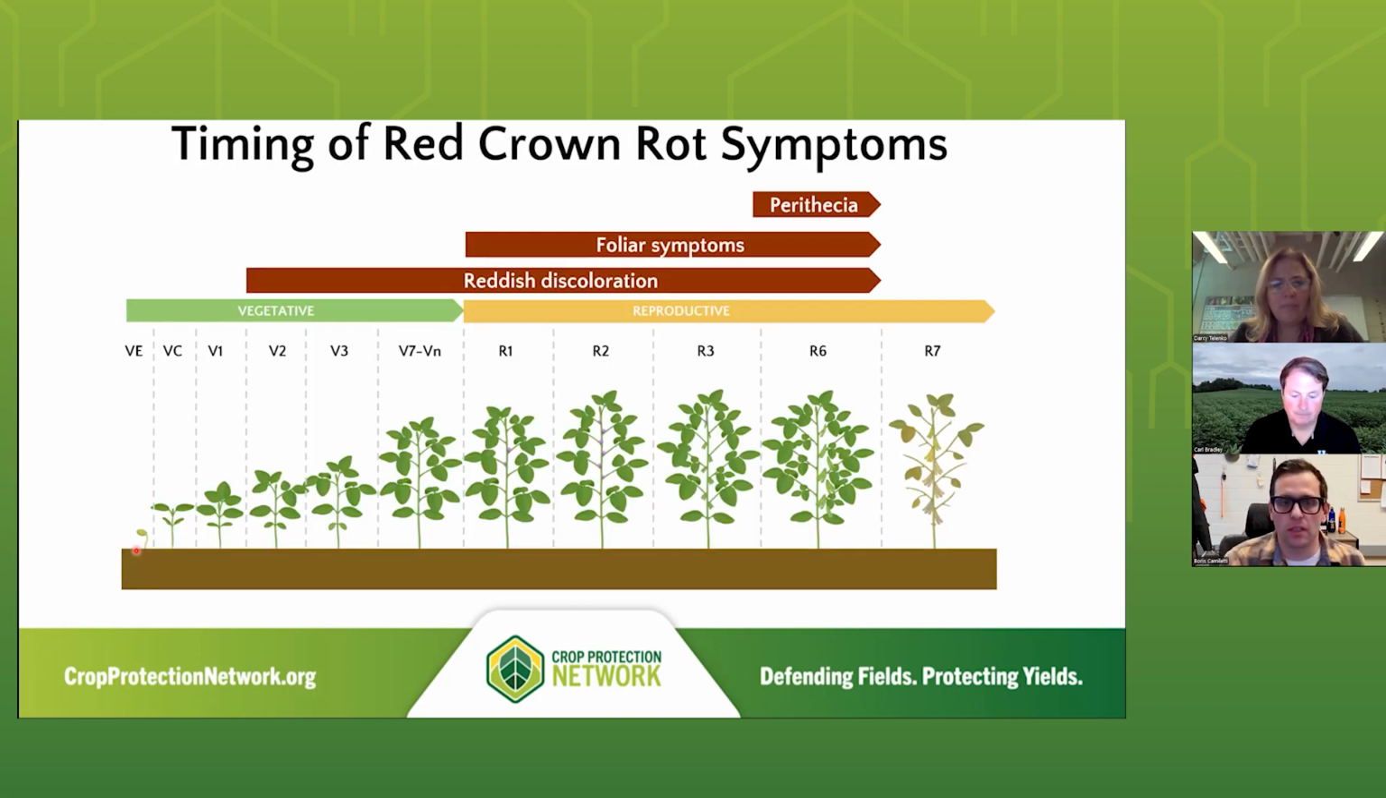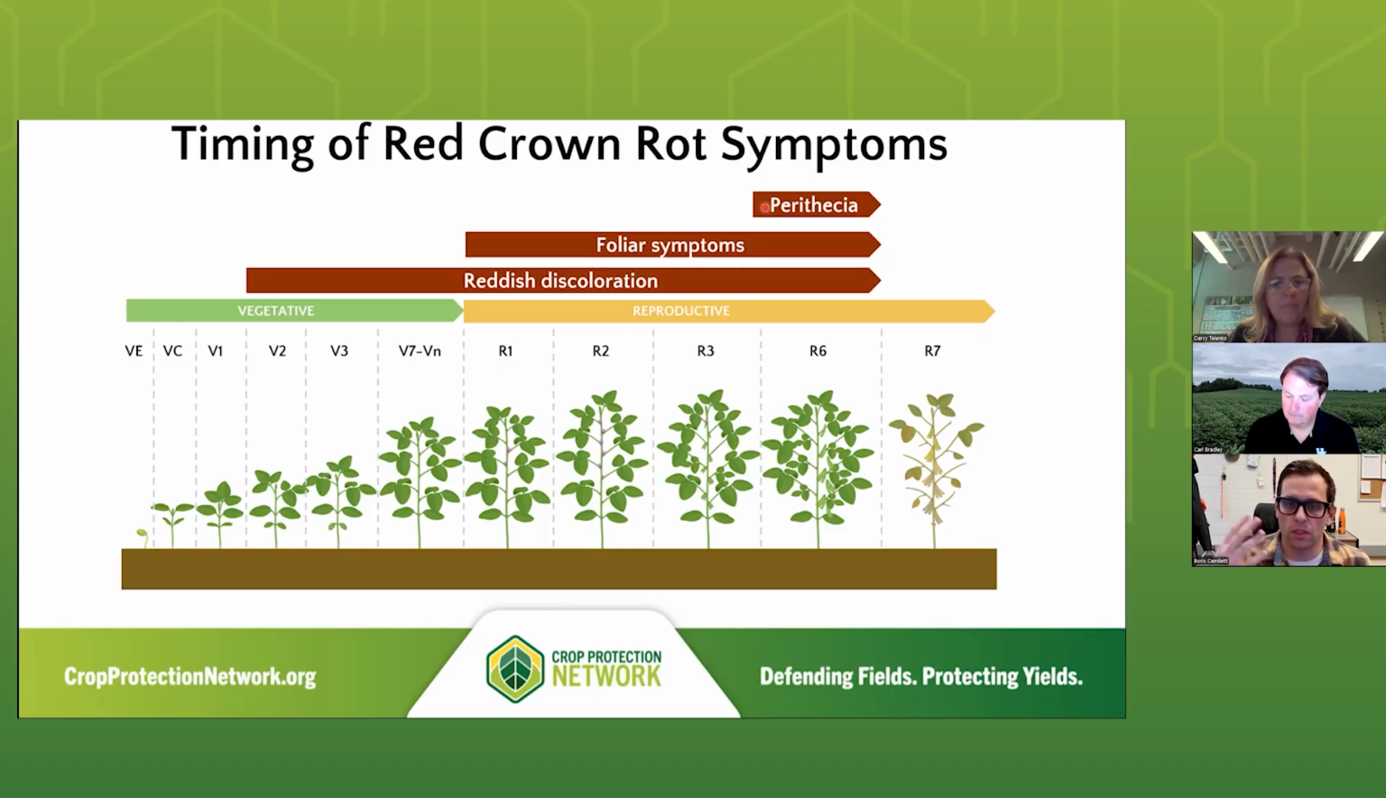So this slide illustrates the timing for the symptoms. We have three groups of symptoms: the red discolorations on the lower part of the stem, the foliar symptoms, and the perithecia. So this is the timeline for those symptoms during the season. We can find the reddish discoloration during the vegetative stages, starting in V1, V2. Then closer to the reproductive stages, we can see the foliar symptoms. We will see some very nice pictures in the next slides about these symptoms.